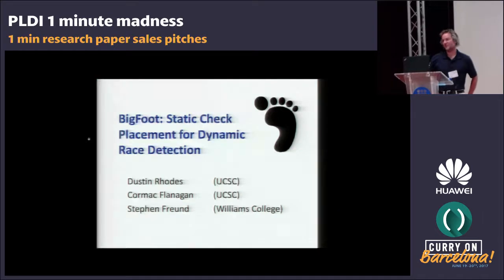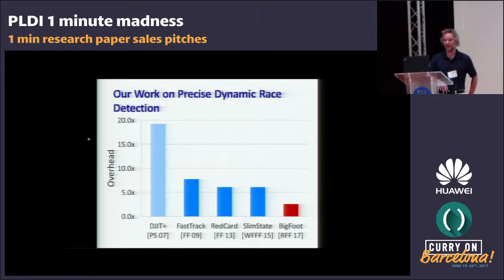For the last number of years, my colleagues and I have been working on improving the performance of precise dynamic race detection. We've designed a number of analyses to do this, including FastTrack, RedCard, and SlimState. The key starting point for this work was identifying redundancy in earlier analyses like DJIT+ that could be eliminated without compromising strong precision guarantees for the analysis.